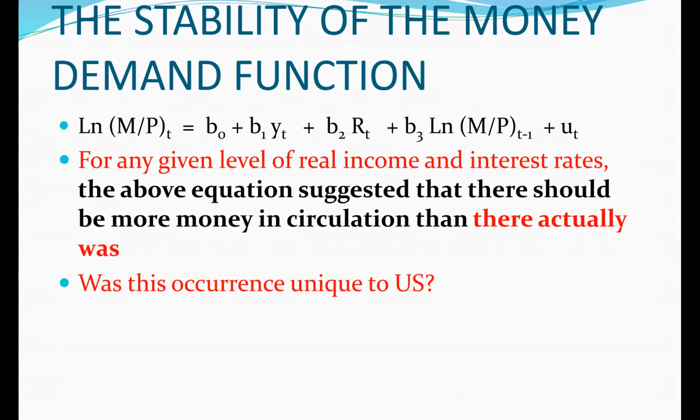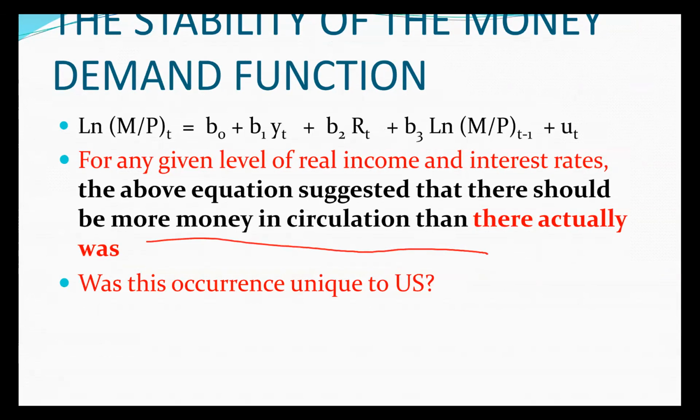We see that for any given level of income and interest rate, the equation suggested that we should have more money in circulation than there actually was. This is the issue of the money multiplier.